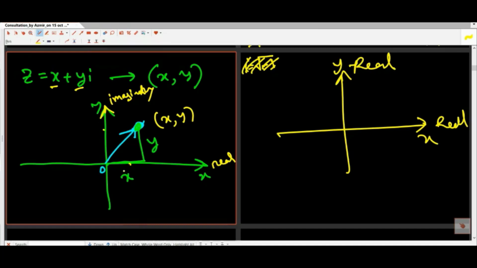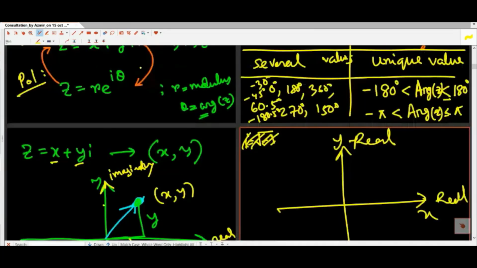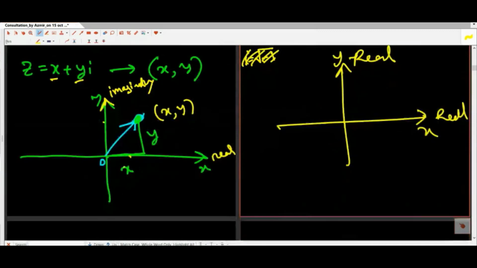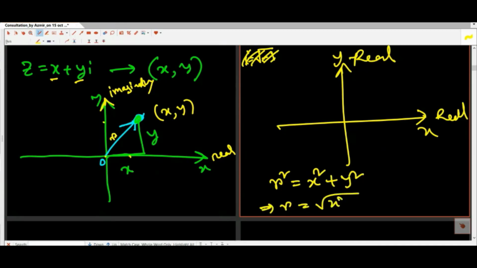So this is how we can describe the rectangular form of a complex number. Now the polar form: if the distance from the origin to the point is denoted by r, that is the modulus. If we use the Pythagoras theorem, we know that r squared equals x squared plus y squared. So definitely r equals root over x squared plus y squared. Since r is a distance, we can just keep the plus sign here.